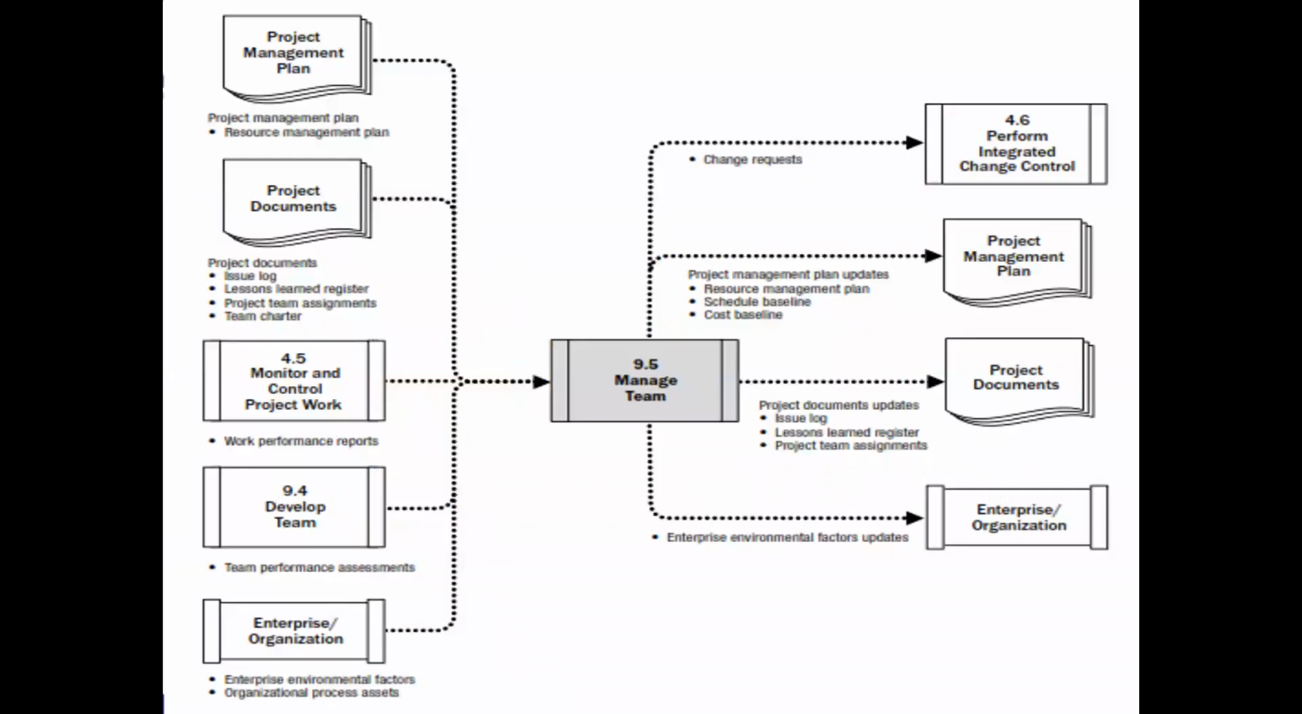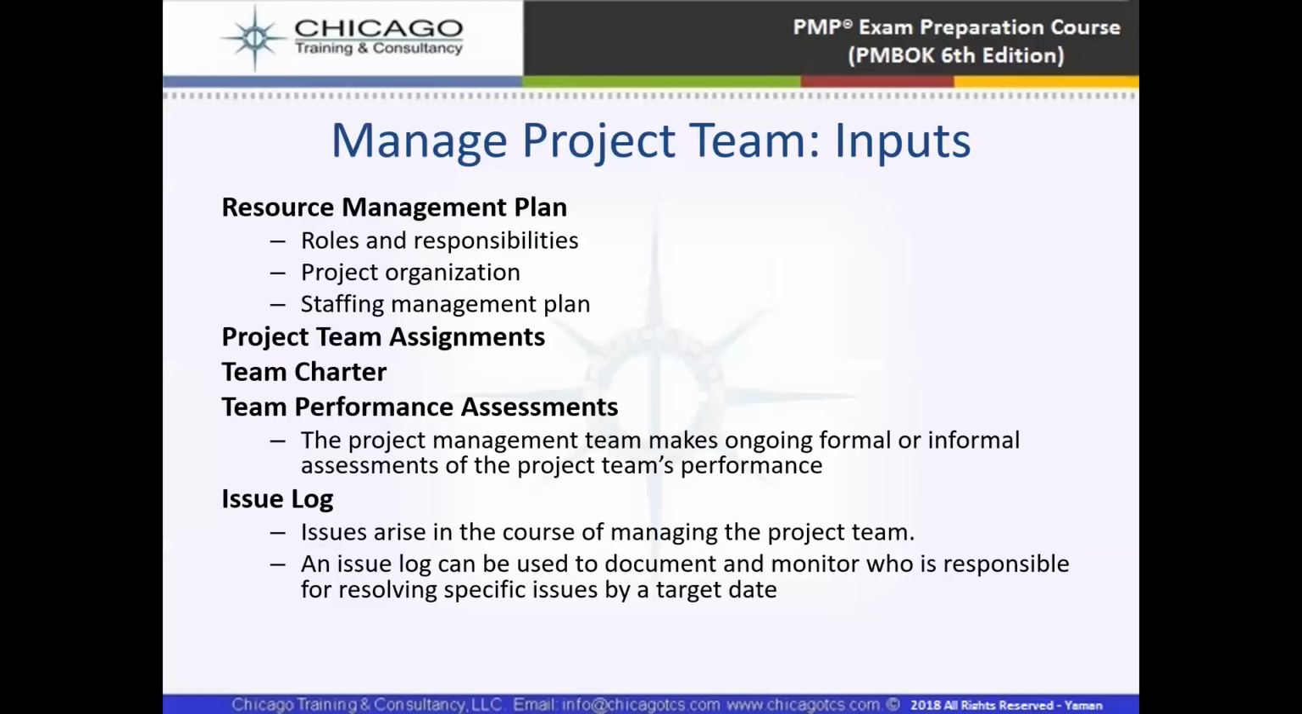Here's the flow chart, which we are going to discuss now. The inputs: one of the inputs is the resource management plan, like the roles and responsibilities, the project organization, and the staffing management plan. Then we have project team assignments, the project charter, and team performance assessments, where the project management team makes ongoing formal or informal assessments of the project team performance.